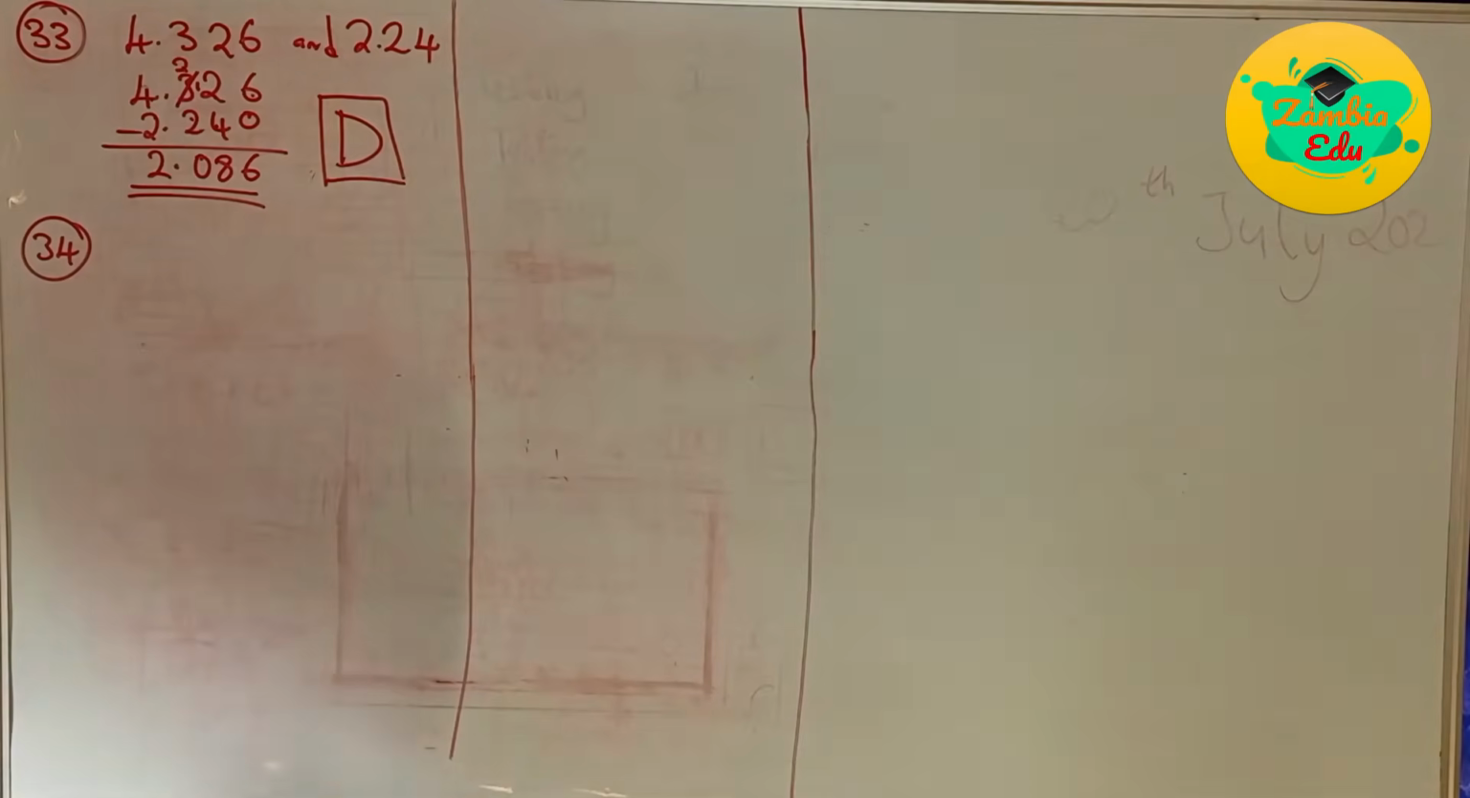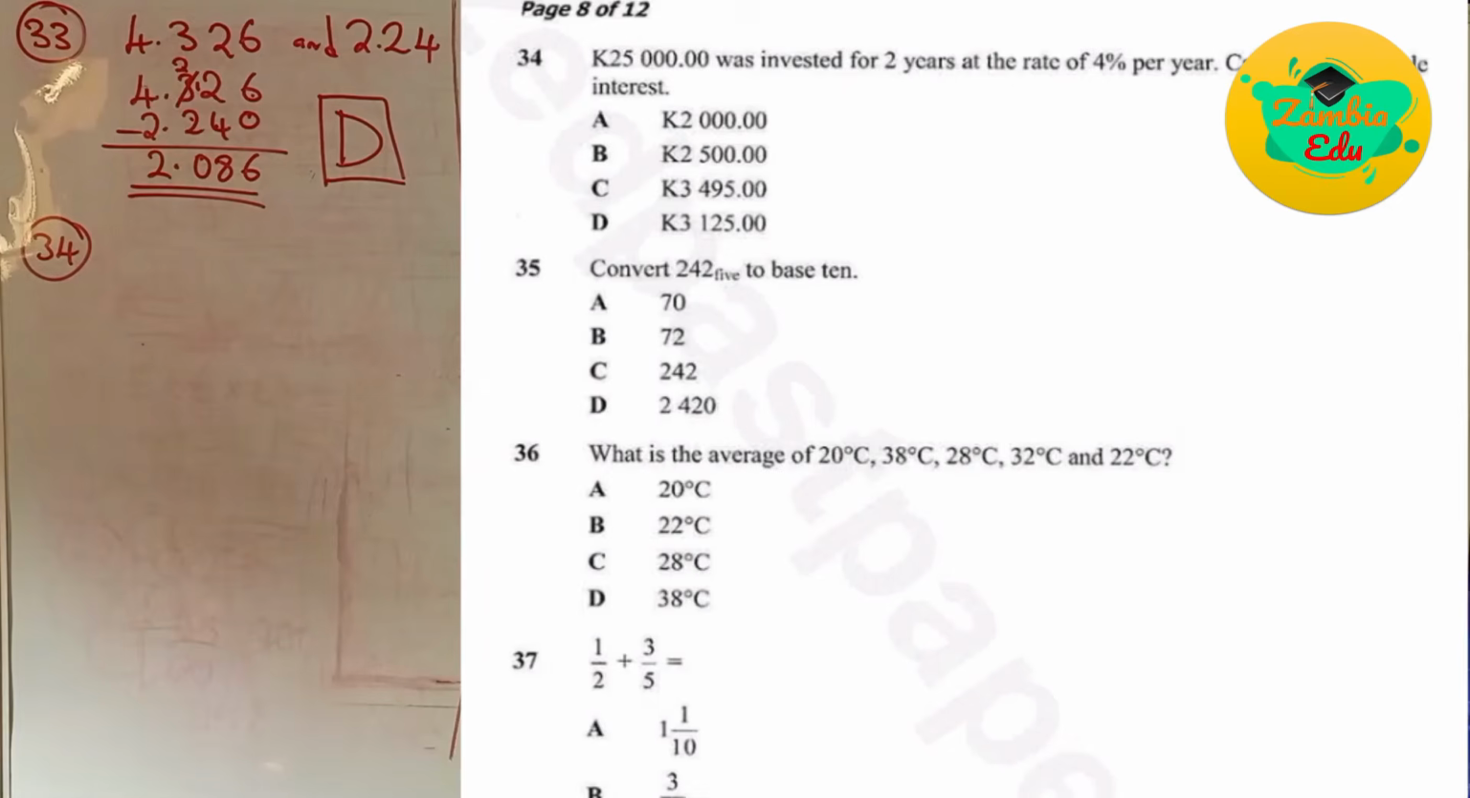Question 34 says 25,000 kwacha was invested for 2 years at the rate of 4% per annum. Calculate the simple interest.